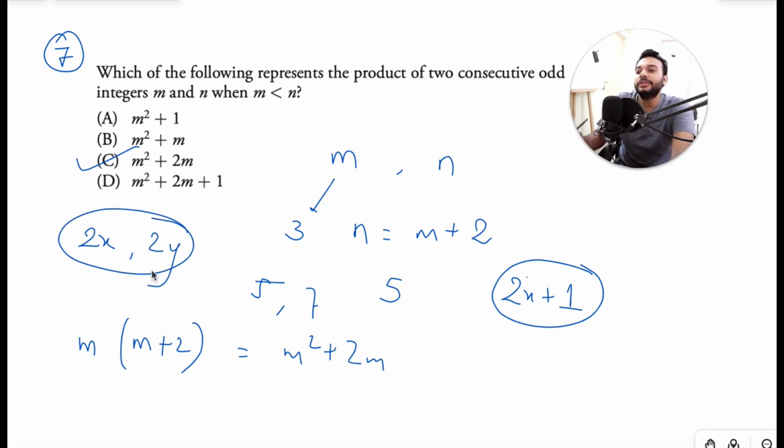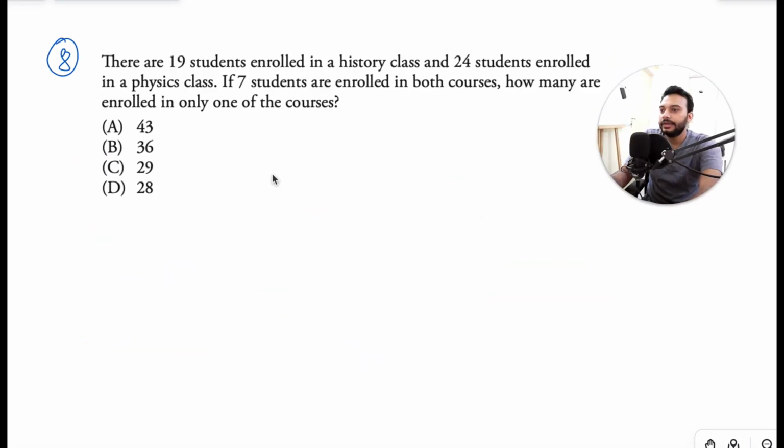These would all come out with even numbers for whatever value of x or y you take. Okay, let's go to the next one. Question number 8. There are 19 students enrolled in a history class and 24 students enrolled in a physics class. If 7 students are enrolled in both courses, how many are enrolled in only one of the courses?